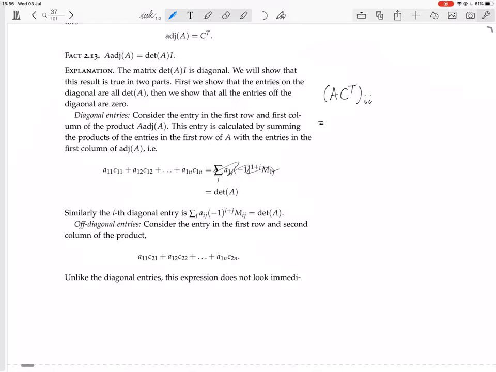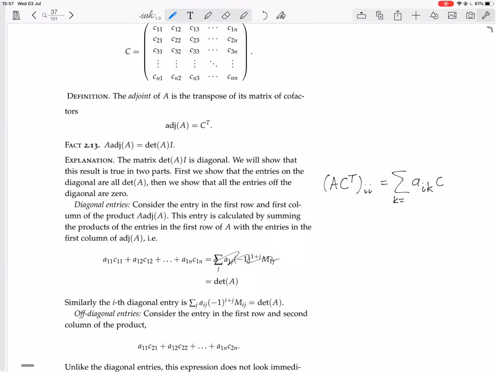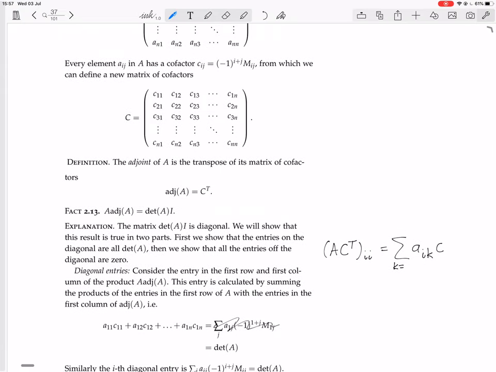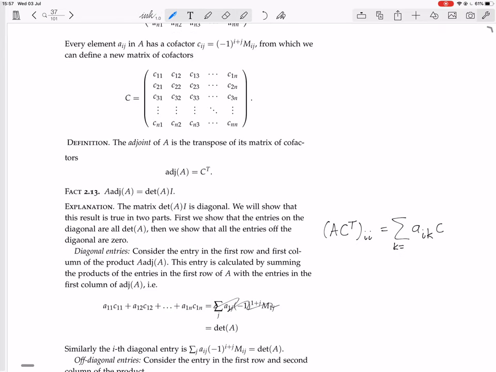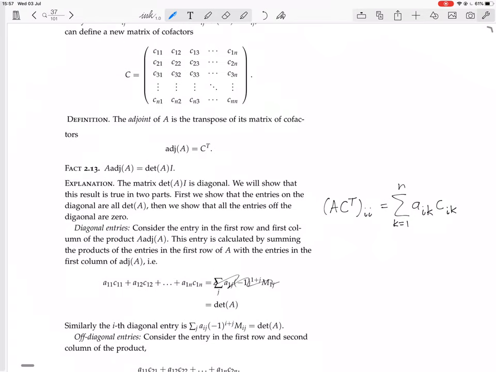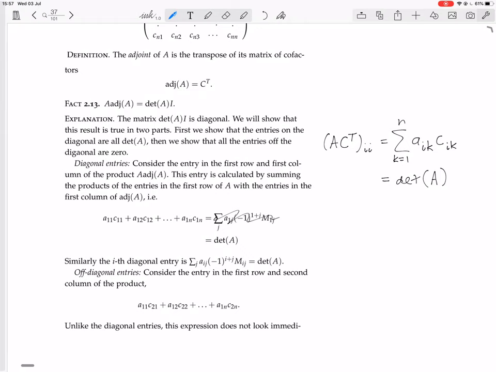Well, of course, you calculate that by using row i of A. It's a sum, of course. So you sum along row i of A, and you use the ith row of the cofactor matrix, because the ith row of the cofactor matrix is the ith column of the adjoint. So we also have Cik, right? So go from 1 to n. Okay, but that's just, by definition, the determinant of A, expanded along the ith row.